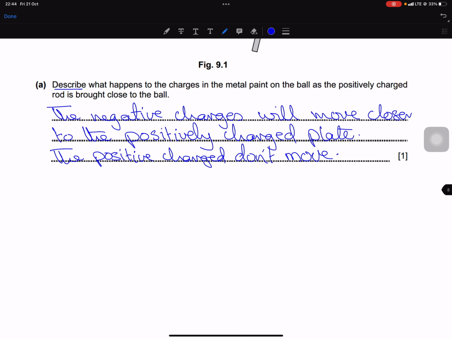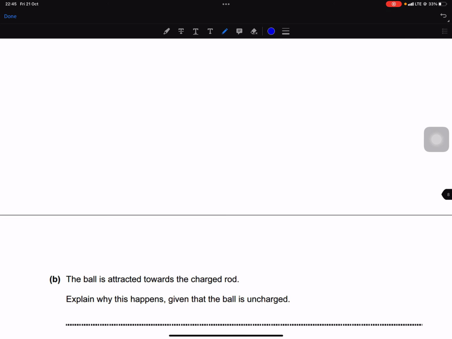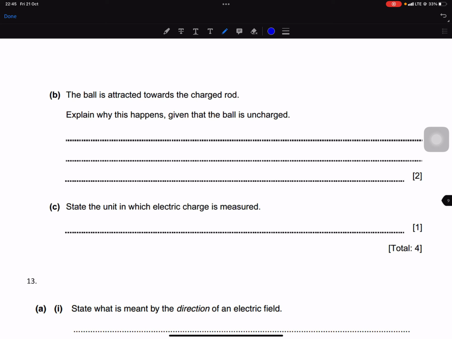All right, it's a 1 mark question, so you can neglect this last part. The negative charges will move closer to the positively charged plate. That's it, 1 mark. If it's 2 marks, you would have added that.